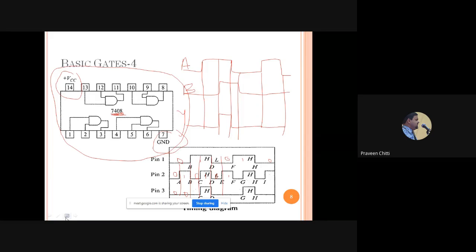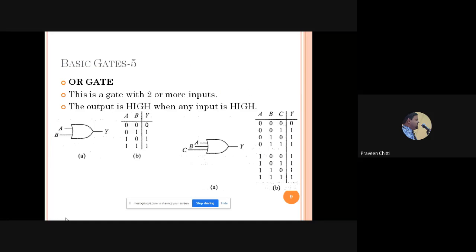I hope the second gate is also clear, that is the NOT gate and the AND gate. Now quickly we'll move on to the third gate. In fact, the slides are more explanatory there. You can see what an OR gate is. This is a gate with how many inputs? 2 or more than 2 inputs and only 1 output. And when will the output be high here?